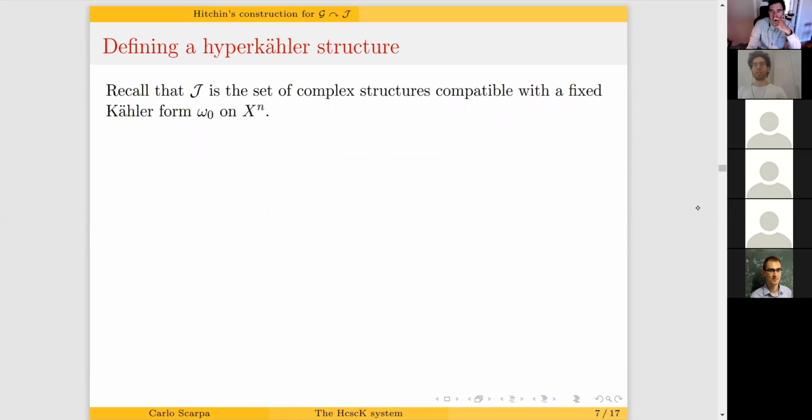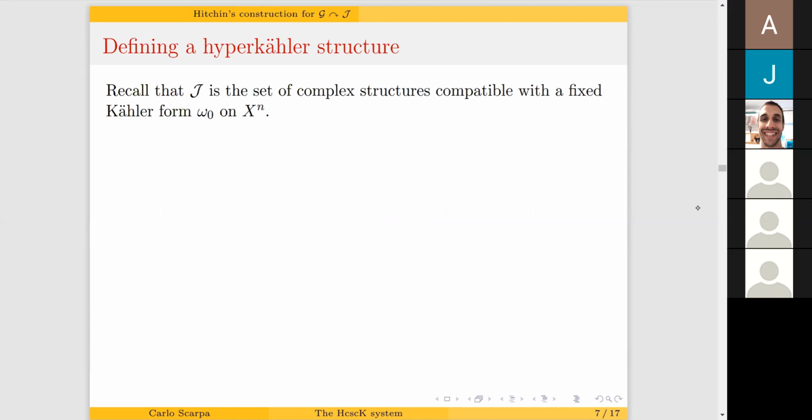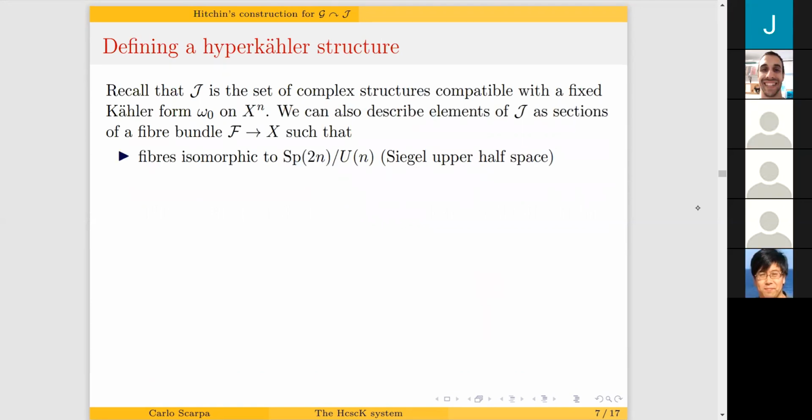So our base object that we want to work with is this set J of all complex structures that are compatible with some fixed Kähler form. Now we have a slightly different characterization of this manifold as the space of all the sections of some fiber bundle. So we have a fiber bundle F over our base X, whose fibers are all isomorphic to this Hermitian symmetric space. So we have the symplectic group here, quotiented by the unitary group. This is usually called the Siegel upper half space, one of the many generalizations of the hyperbolic plane.